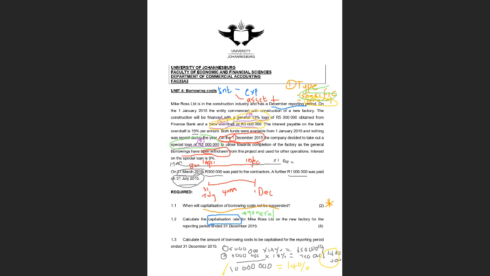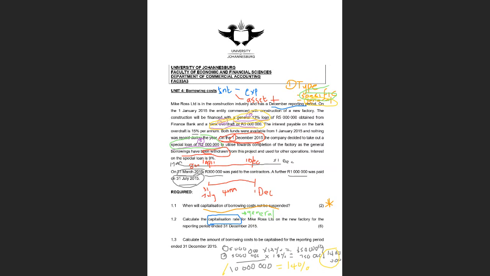For the general loans, we needed to calculate a capitalization rate, and we did that by taking the total interest on those two loans divided by the total loans, and that gave us 14%. What you then need to do with that capitalization rate is multiply it by your expenditure and by the number of months that you have used it for. Just how you do a apportioning for PPE, you would do the same thing here.